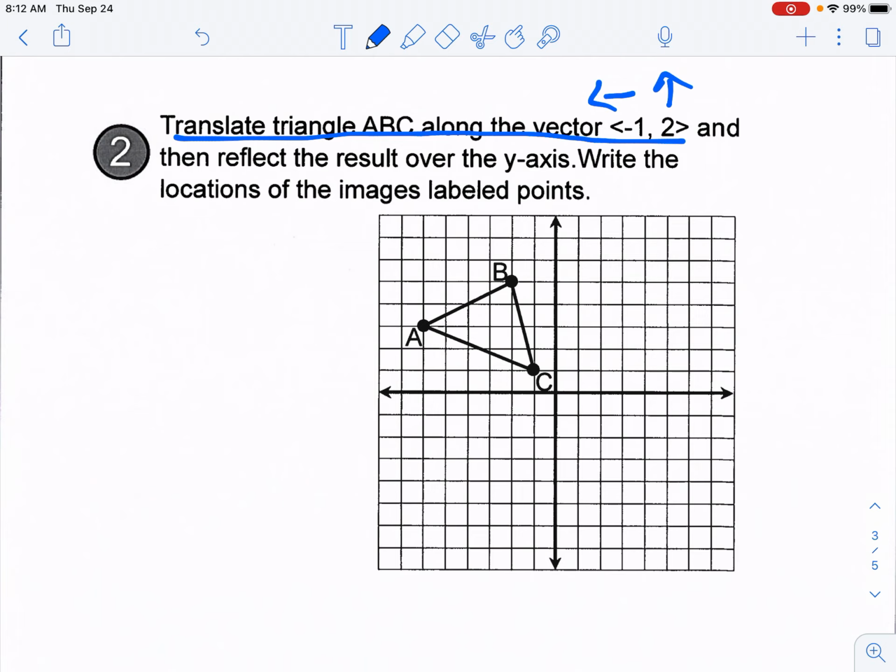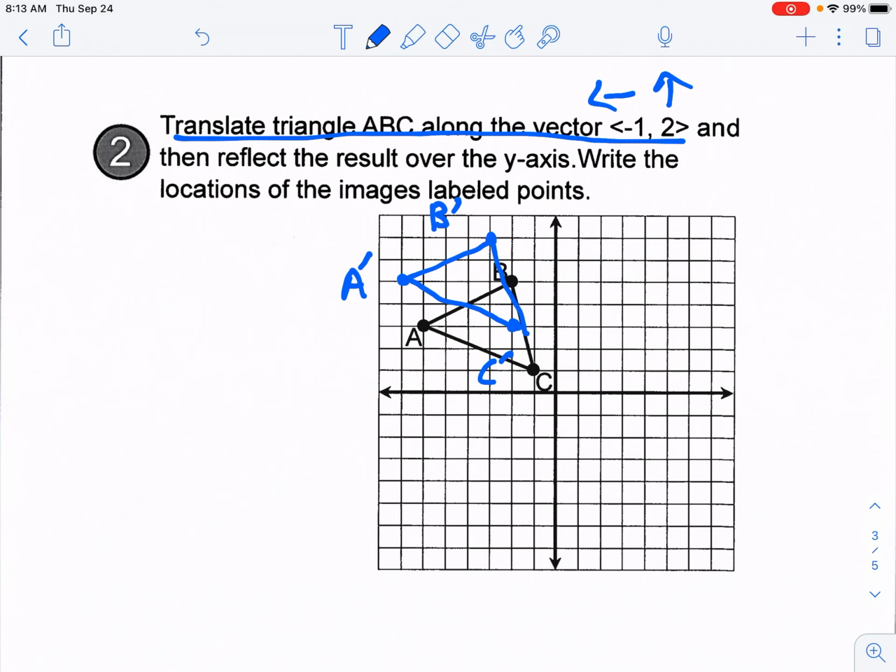Let's do A first. Left 1, up 2, A dash. B, left 1, up 2, B dash. Let's do C, left 1, up 2, C dash. So our triangle slid over.